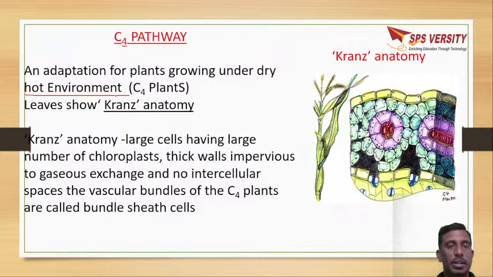C4 plants have an interesting anatomy called Kranz anatomy. Kranz is a term related to this. Here there are large cells which have a number of chloroplasts. You can see this in the picture. This is the bundle sheath. The bundle sheath cells are arranged very compactly.